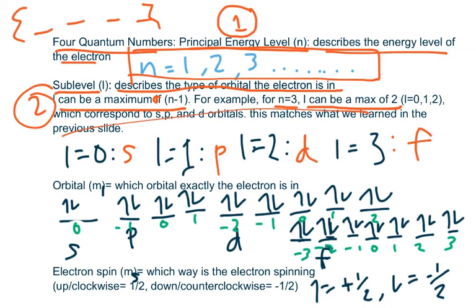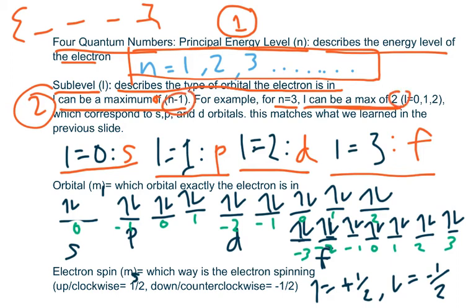Well, let me show you something down here. So the L tells us the type of sublevel. So if L equals 0, then it's an s orbital. And if L equals 1, it's the p orbital. If L equals 2, then it's a d orbital. And if L equals 3, then it's an f orbital. So this is saying that L can be a maximum of n minus 1. So if the principal energy level is 3, then L can be a max of 3 minus 1, or 2. So L can be either 0, 1, or 2.